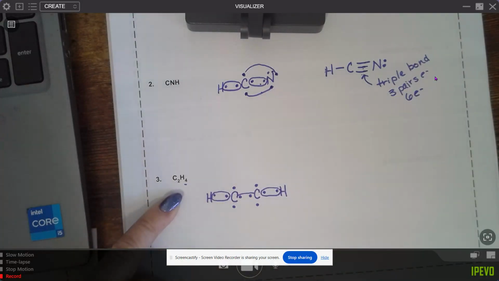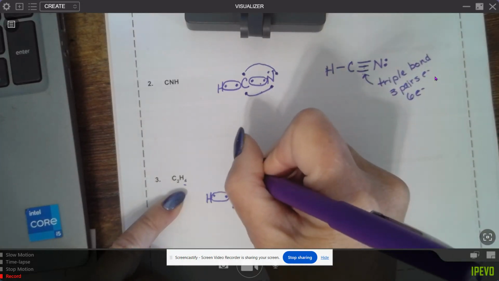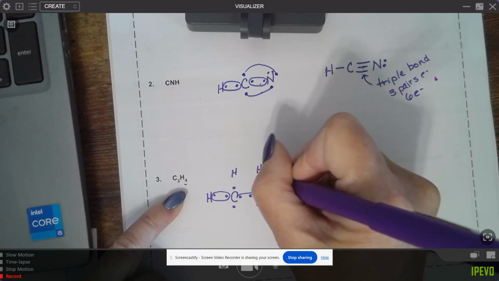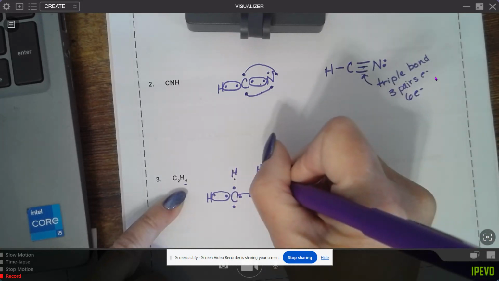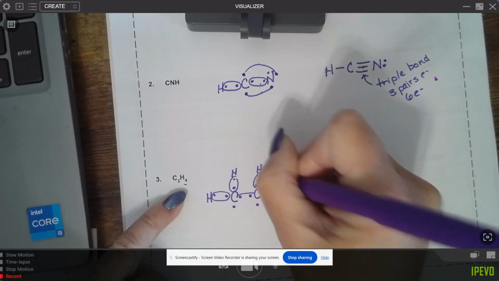I almost made a big mistake. I have 4 hydrogens, not 2. So I got carried away. So let's put these other 2 hydrogens up here. Okay, each with 1 valence electron. So then that will be a bond and that will be a bond.